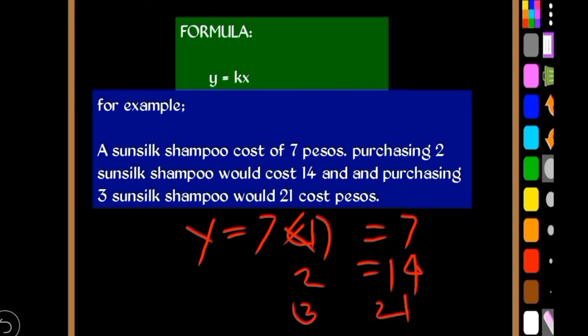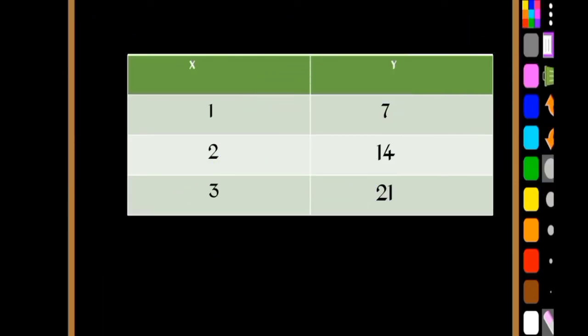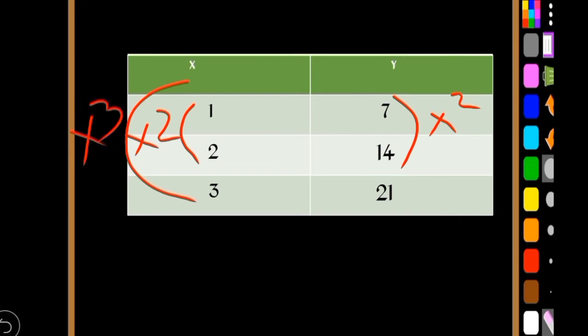So here's our table. If our x is doubled, our y will be doubled. If our x is tripled, our y will also be tripled. That's an example of direct variation.